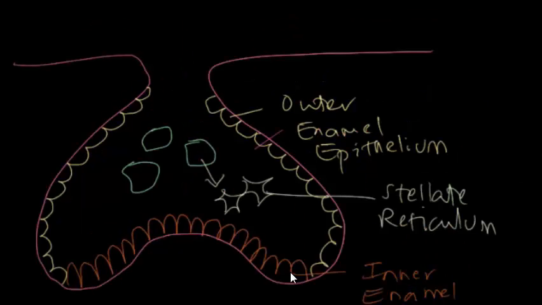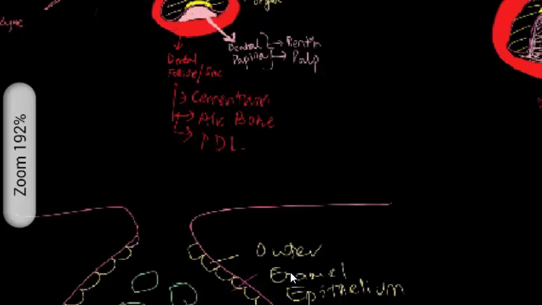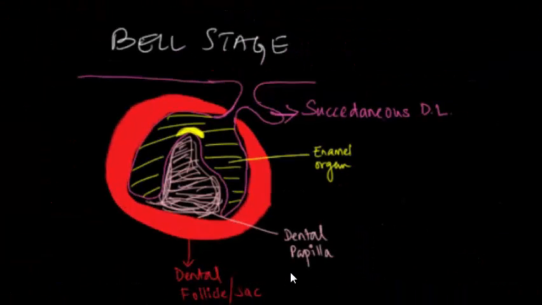So now let's look at the final stage, which is the bell stage over here. So during the bell stage, the final shape of the tooth is being formed. Then we see the succedaneous dental lamina. So the succedaneous dental lamina forms the successors, that is the permanent tooth bud. And then during the late bud stage, the dental lamina detaches from the tooth germ.